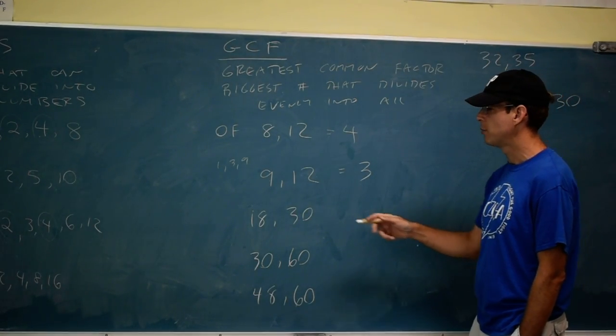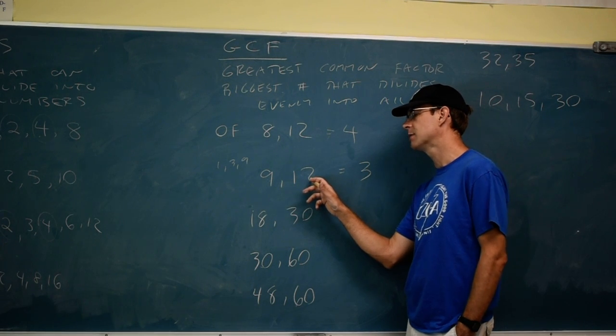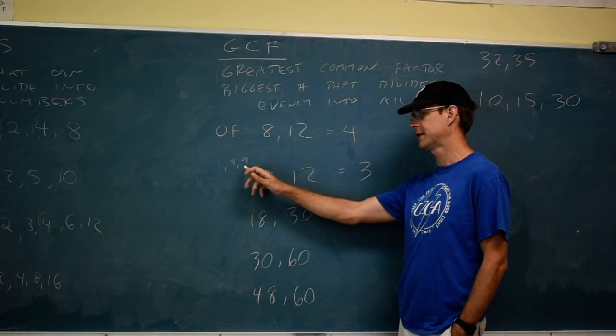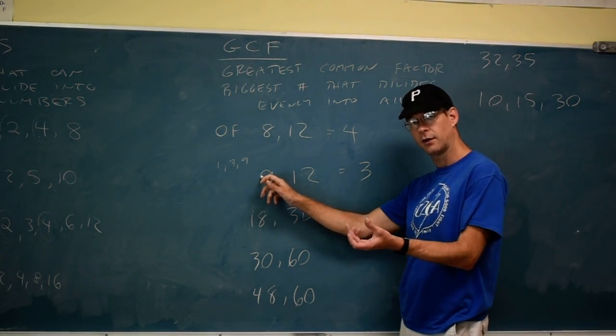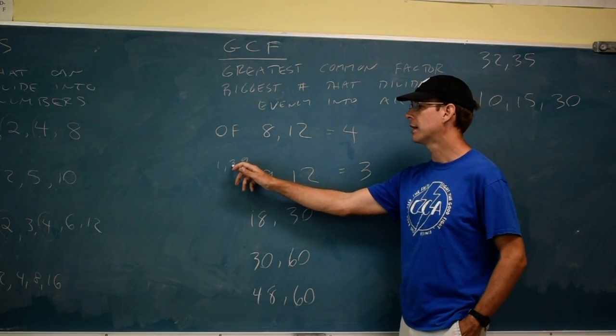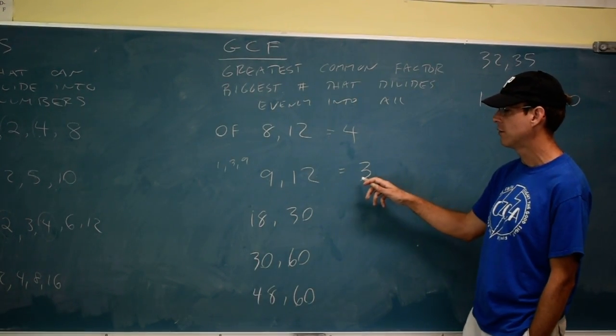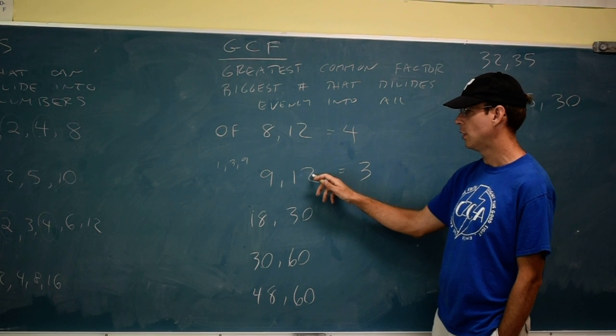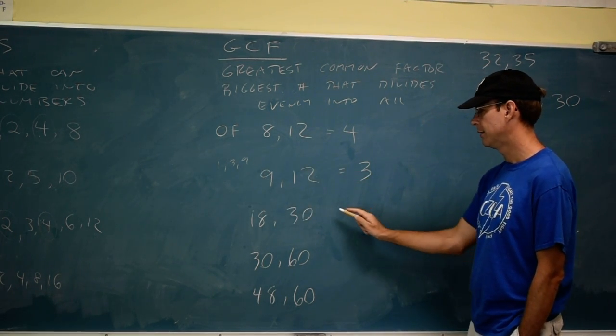If you don't want to make both factor lists, you could save some time by just making the factor list for the littler number, because it's usually a littler factor list, and then just pick the biggest one from that list that can work for the other one. 9 can't go into 12, but 3 did.